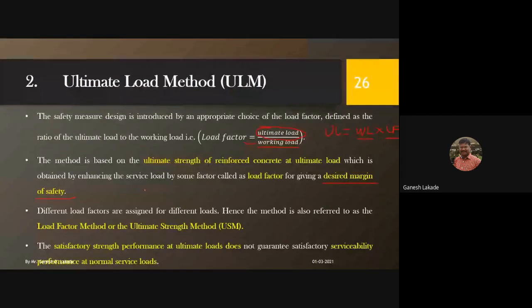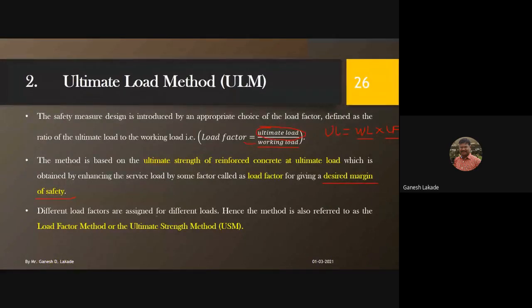So different load factors were assigned for the different loads. Different loads means, as Vinayak mentioned just now, dead load, live load, wind load, earthquake load. These are the different loads, and the probabilities of application of these loads vary. Okay, dead load will always be there. Live load may vary. Wind load may vary, and earthquake load may vary. So it is not the condition that wind is always going to act on the structure.